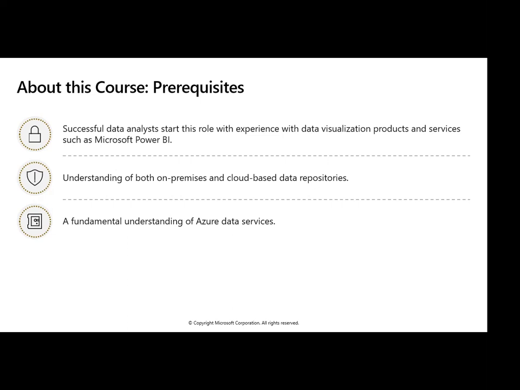Then the third thing is a fundamental understanding of Azure Data Service. It may be good for you to have that idea, but this class will not require you to know it. But it's a good thing. You are not missing anything. So that takes us to that.